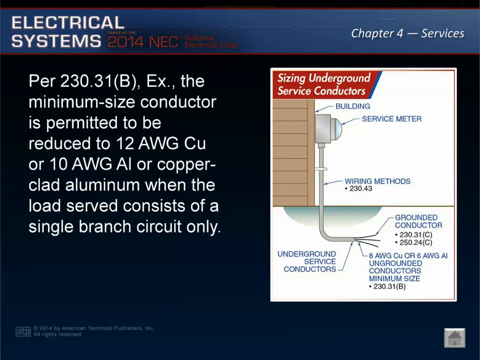To ensure that the conductors have adequate mechanical strength, Article 230.31(B) requires that the minimum size for underground service conductors be number 8 copper or number 6 aluminum or copper-clad aluminum. Per Article 230.31(B), the exception, the minimum size conductor is permitted to be reduced to number 12 copper or number 10 aluminum or copper-clad aluminum, when the load served consists of a single branch circuit only.